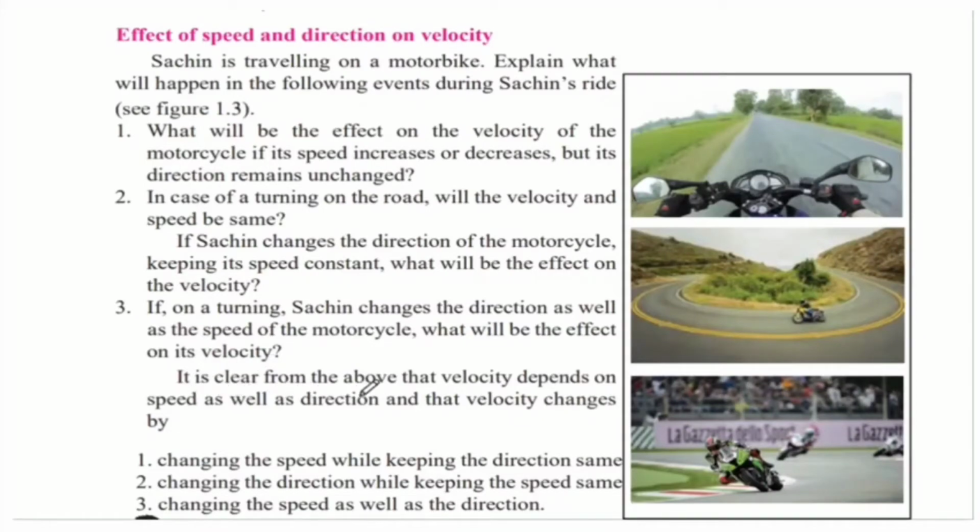It is clear from the above examples that velocity depends on the speed as well as direction, and that velocity changes by three things: changing the speed while keeping the direction same, changing the direction while keeping the speed same, and changing the speed as well as the direction. So velocity will change if either the speed changes, if the direction changes, or if both speed and direction change.